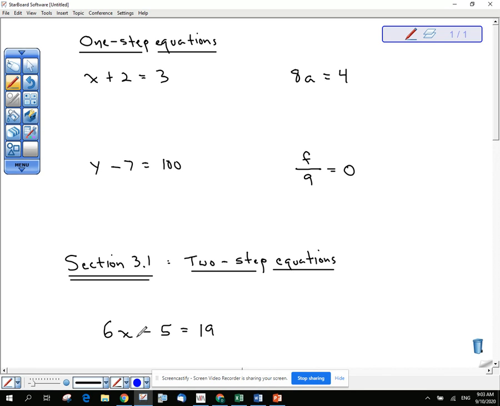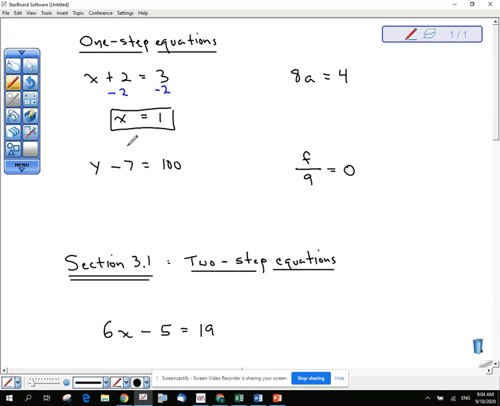So as I look at this first one, x is being added to 2. We're going to subtract 2. That would be the only thing that's happening to x in this one-step equation. So you're going to subtract 2 from both sides. And then your solution would be x on the left equals, you want to keep that in line, 3 minus 2 is 1.